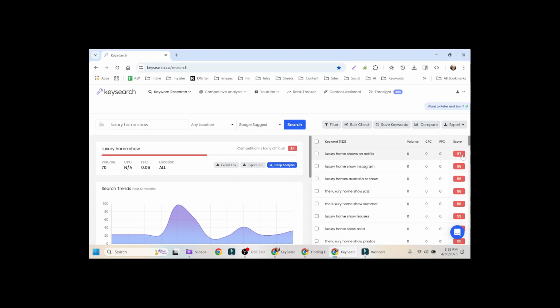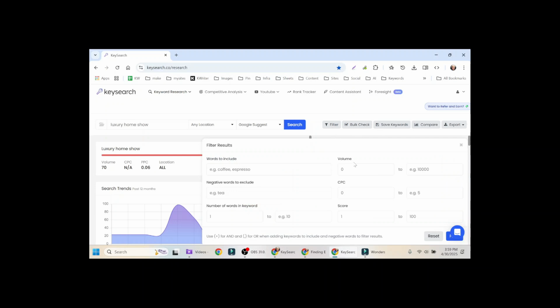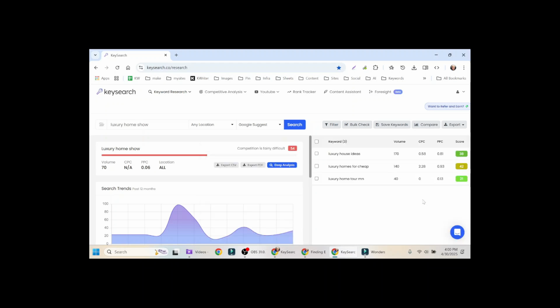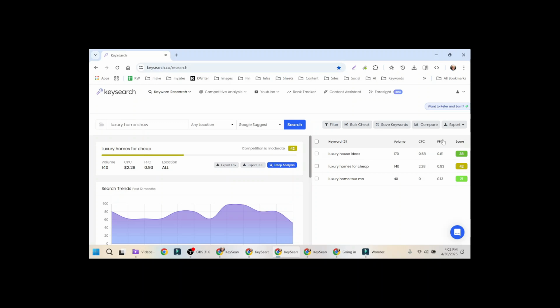So the scores are showing red here because I have it sorted by highest to lowest score. But what would happen if we filtered some of this data and said, only show me scores that are 50 or less? Now we have 3 keywords that are much easier to rank for, and all 3 of them have volume showing. Advertisers are willing to spend $2.28 per click for luxury homes for cheap, and the highest ranking score that we have is 42. We also have a 21 if we want to write about luxury home tour in Minnesota, and we have a 38 if we want to write about luxury house ideas. And the PPC shows us the amount of advertiser competition.